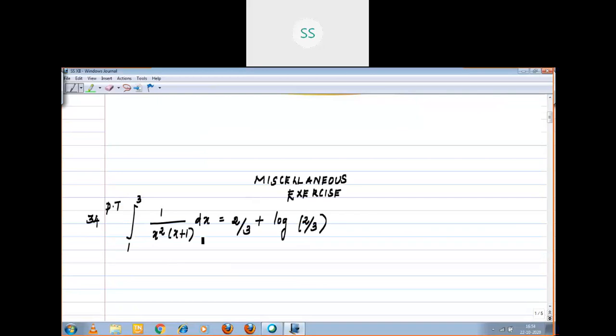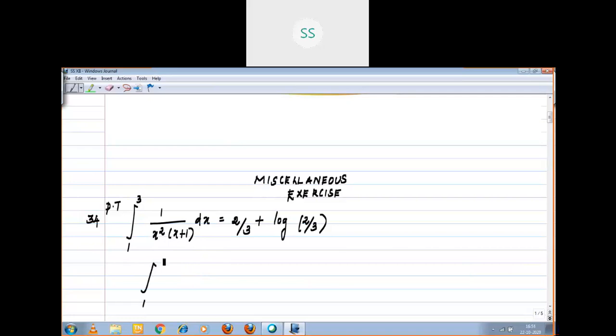Now, the given integrand we cannot integrate directly. We are going to adopt partial fraction. Partial fraction in the sense the denominator can be factorized. Then it has repeated roots. We can write it as a by x plus b by x square plus c by x plus 1. Partial fraction I said, right?